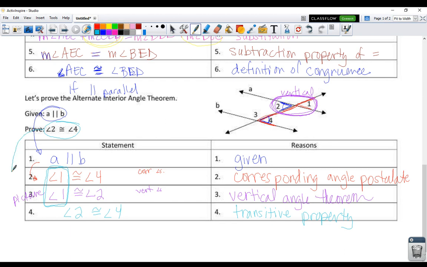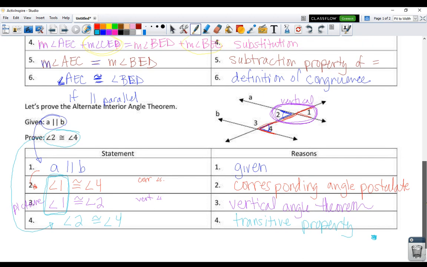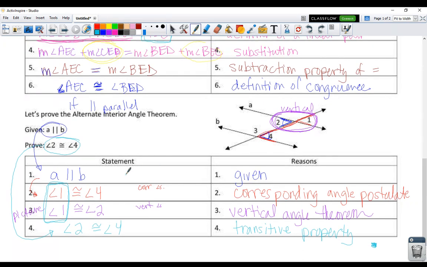The last step in your proof is always the thing that you're asked to prove. Sometimes we put a little box down here at the end, meaning that we're done. Using those 4 guiding questions, from your given, to your knowledgeable information, to your picture, to the link, right, angle 1 is the link, we can do these geometric proofs of parallel lines cut by a transversal.